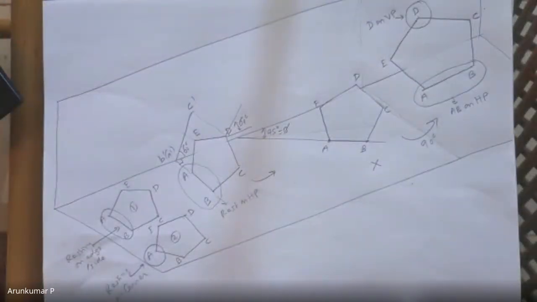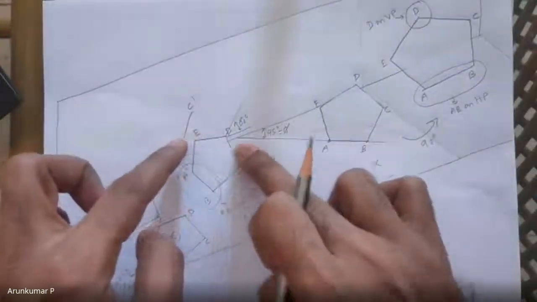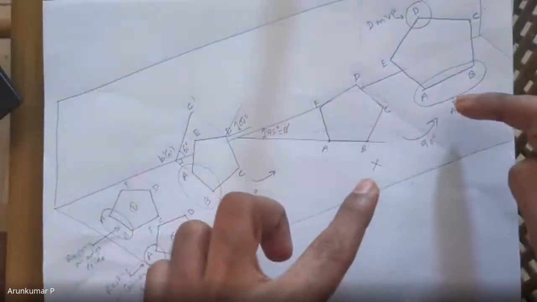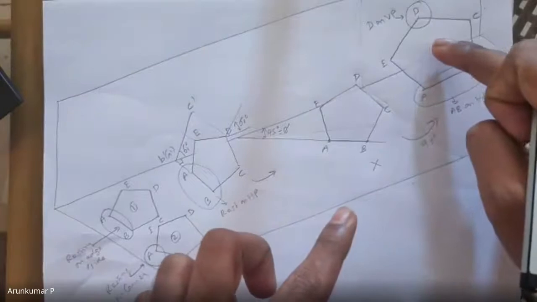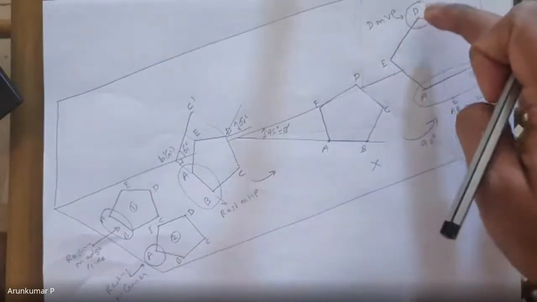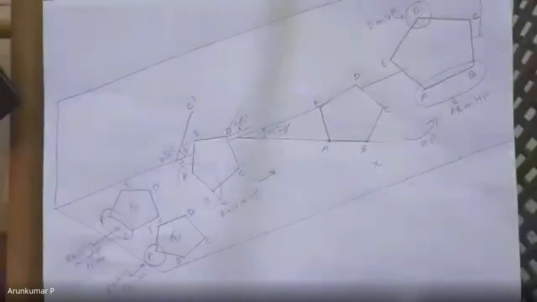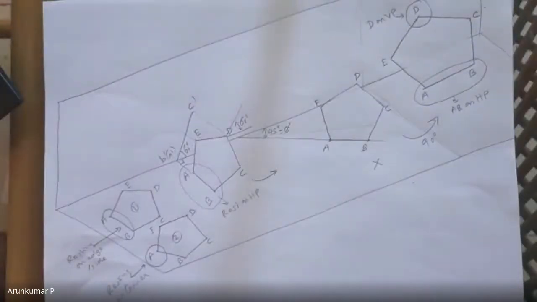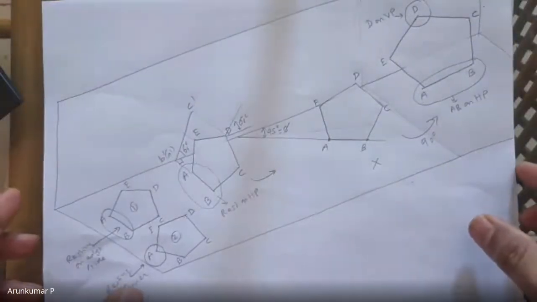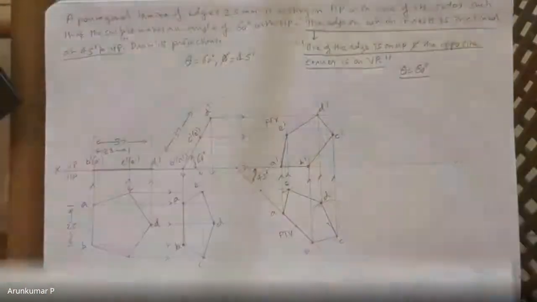So you have to reposition by rotating this by 90 degrees and then moving it forward till the corner D touches VP. So this is what is expected of you in this problem. Okay.